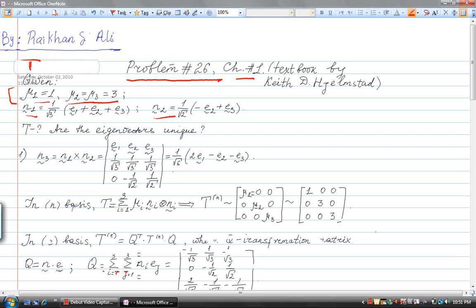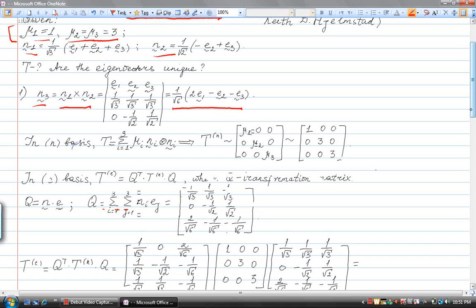To start with the first part, which is finding T in E basis, obviously we need to find n3, and we can easily find n3 by the cross product between n1 and n2, and by doing so we get our third eigenvector. So now we have all the eigenvectors in N basis. By the spectral decomposition we can get our T in N basis.